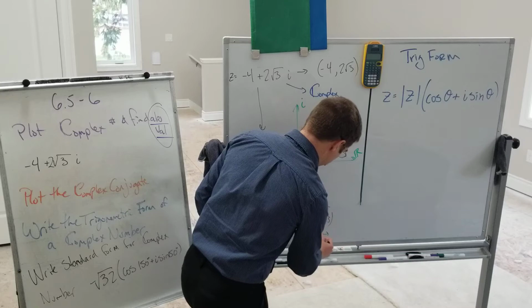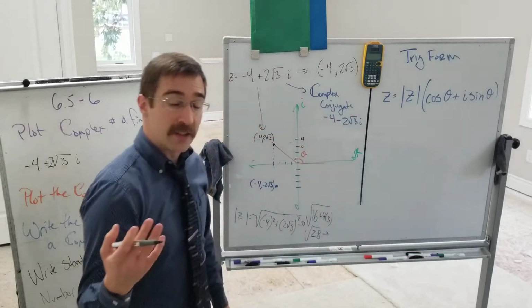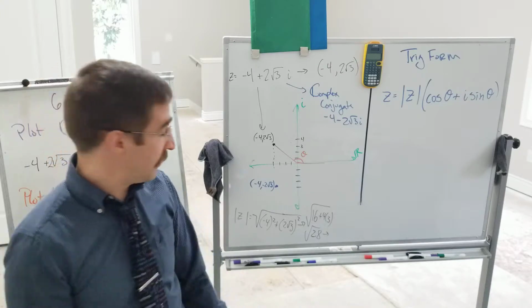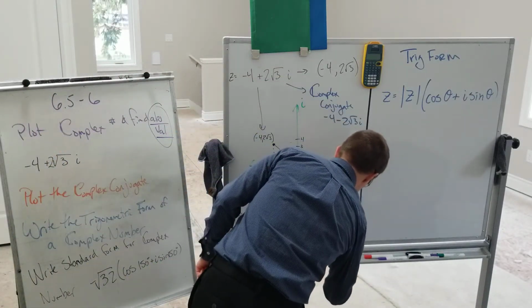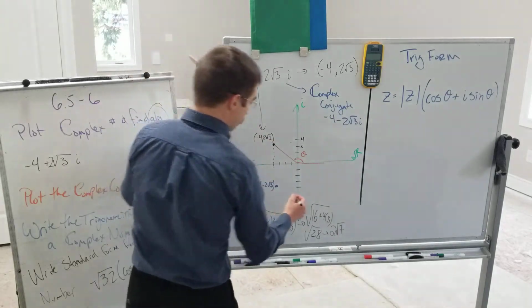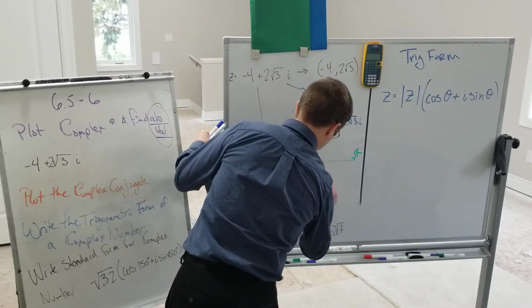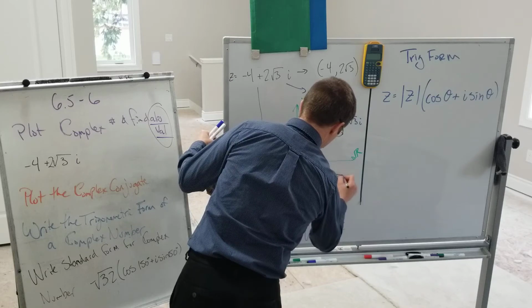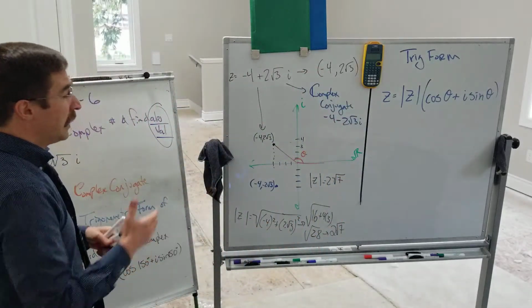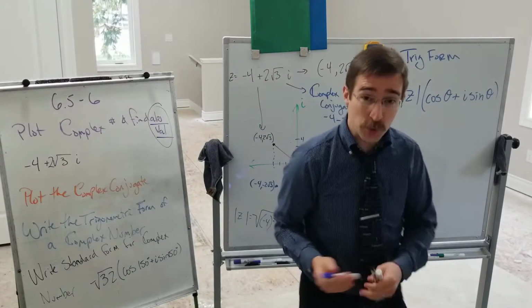I can simplify that root 28, because 28 is 4 times 7. If I square root 4 and I square root 7, I get 2 square roots of 7. So here, absolute value equals 2 square roots of 7. Sorry, I missed that on that one. All right, and that's what we're going to use in our trig form.